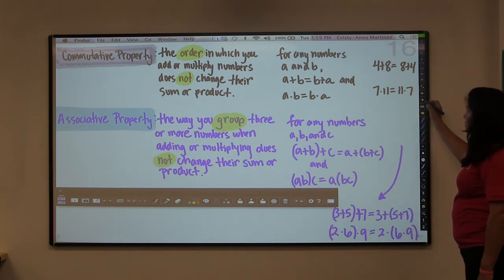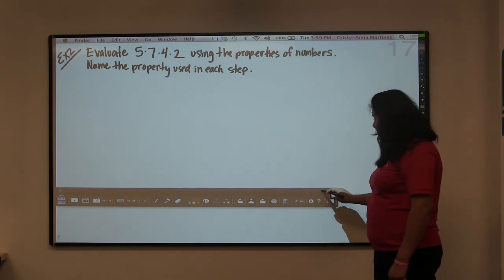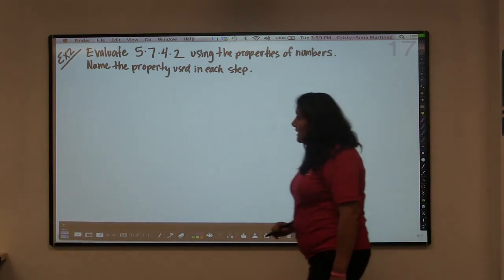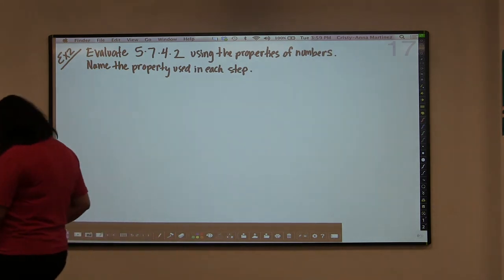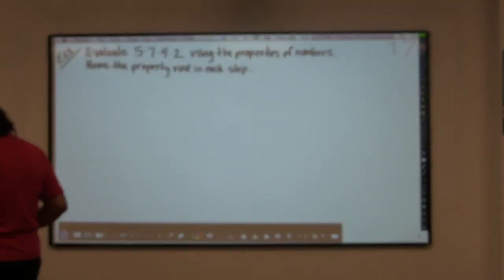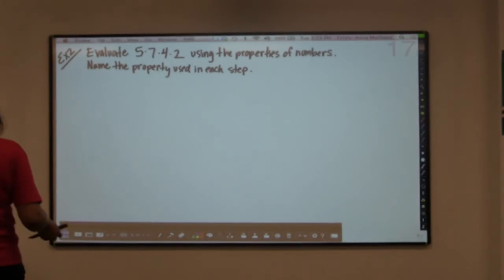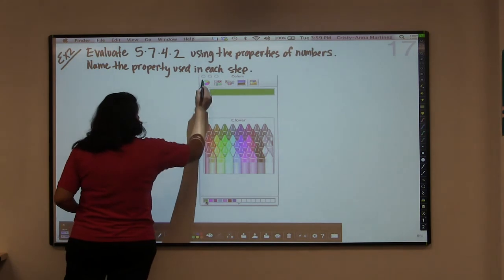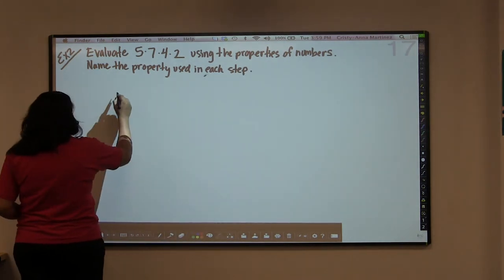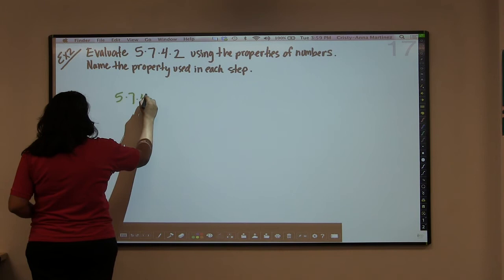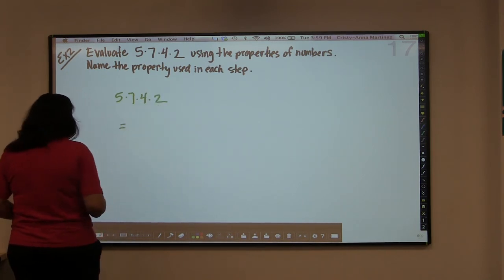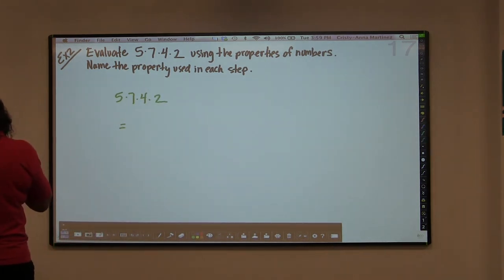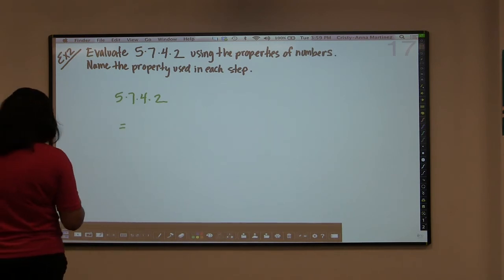So we are now going to do some examples with these properties, and then we'll be done. So in this example, they want us to evaluate, and again, like before, we're also going to name the property that's used in each step. So I'm going to go ahead and rewrite this over here. And remember that it doesn't matter which order we multiply in. So I'm just going to make it easier.